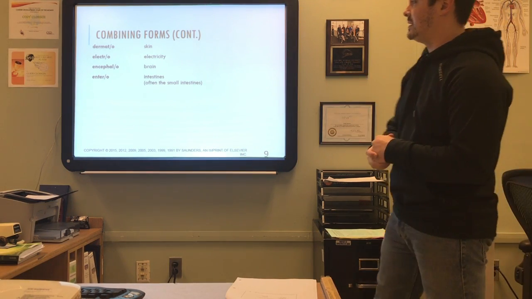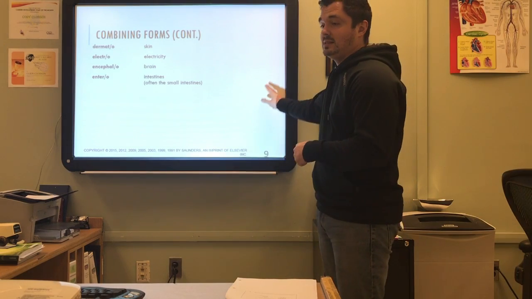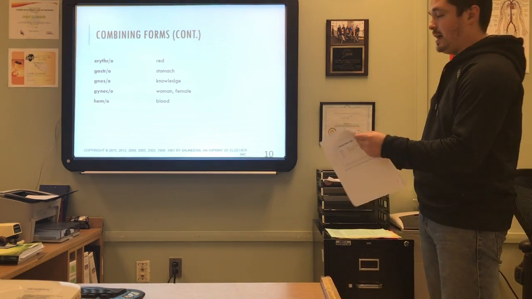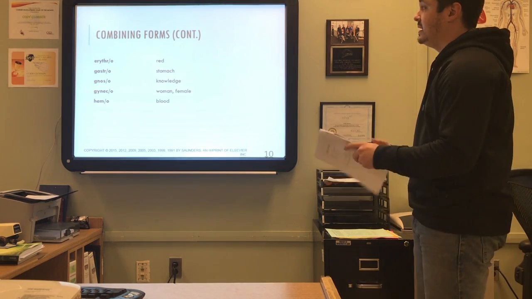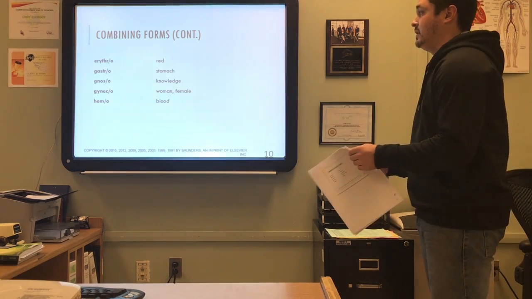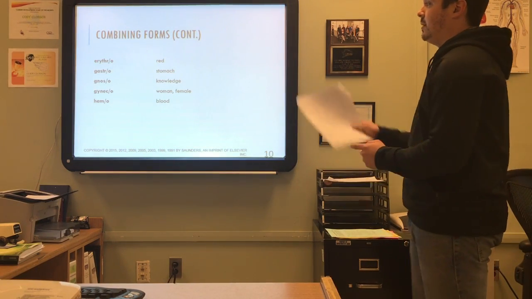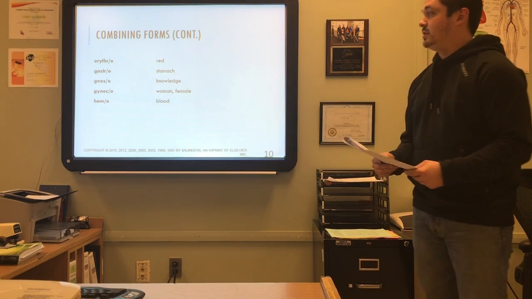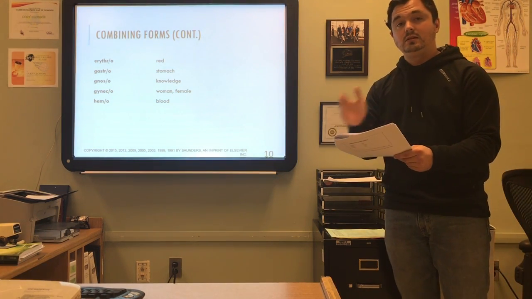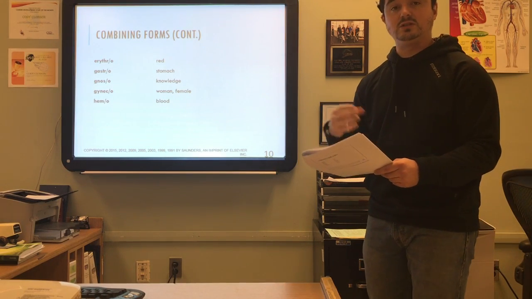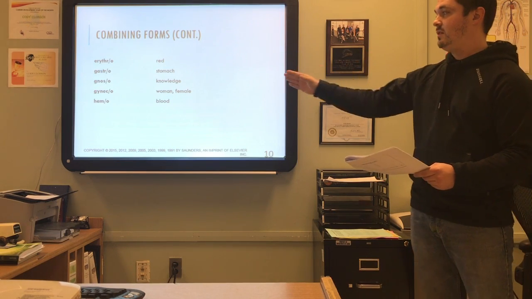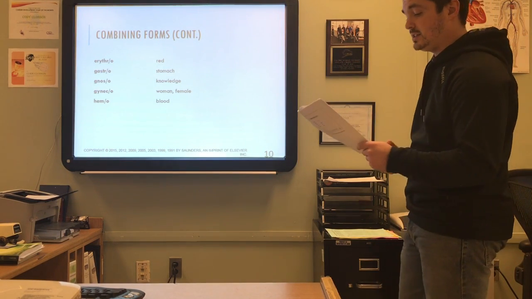And entero means intestines. It often just refers to the small intestines as well. Urethro means urethra. Okay? Gastro means stomach. Gnos means knowledge. Okay? Like diagnostic testing. Gynecologist, or gyneco, means woman or female. So a gynecologist, okay, the suffix logist means a specialist or doctor or something along those lines. So a specialist for women would be a gynecologist.